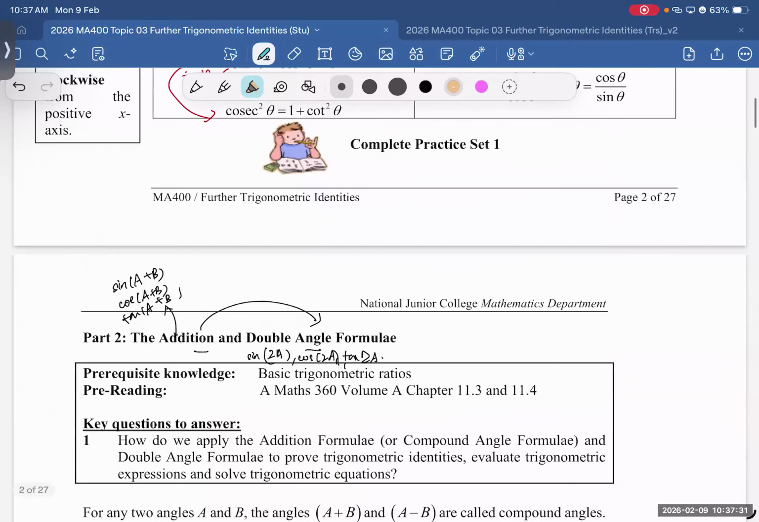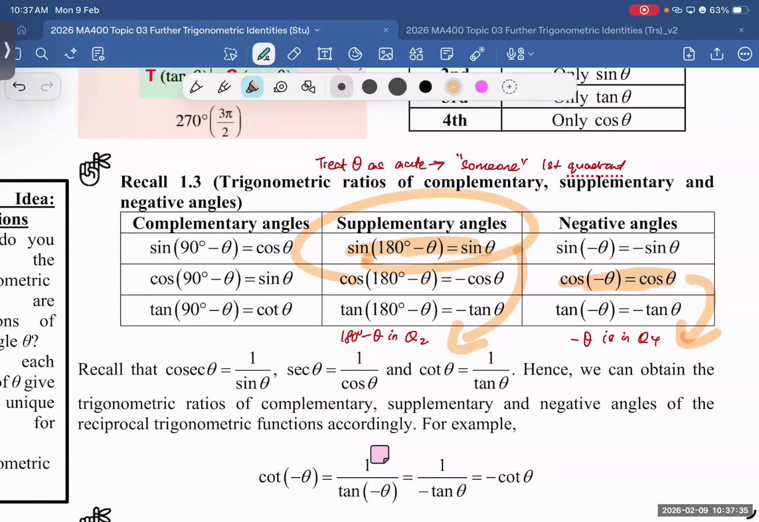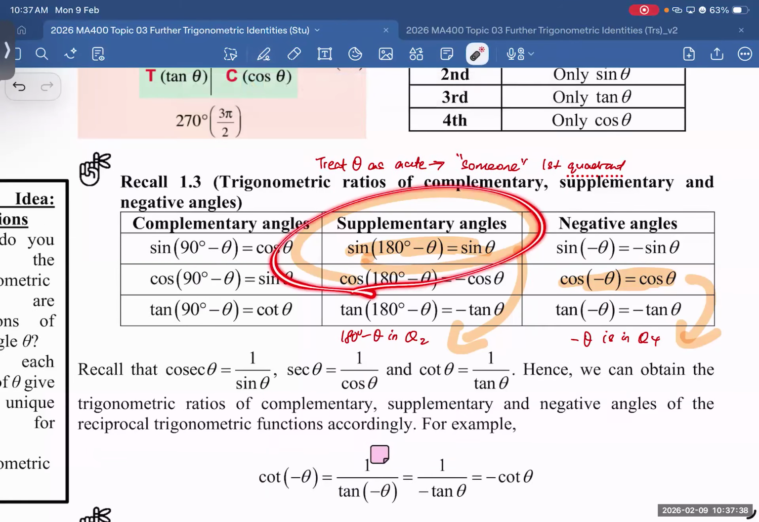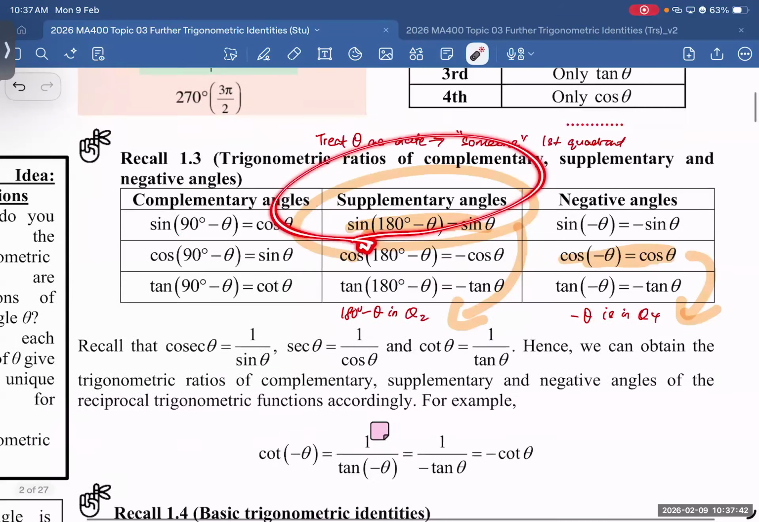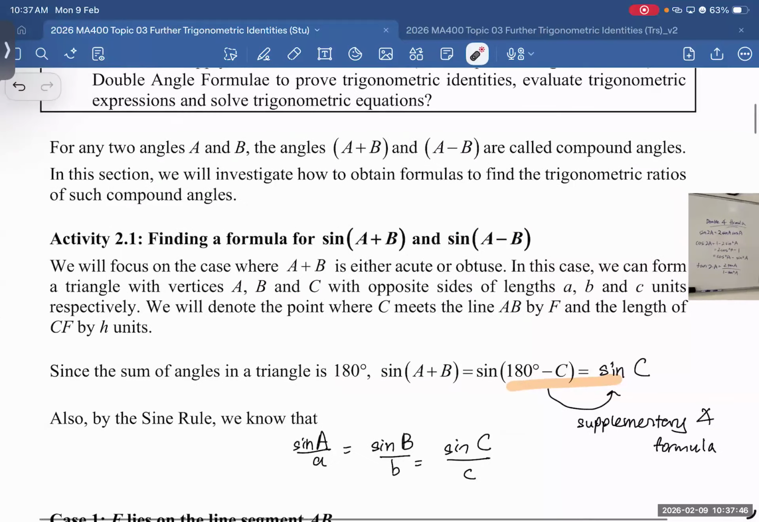Okay, because we are talking about this formula over here, right? 180 minus theta is sine theta. Supplementary angle. Remember that? Now you take this to apply over here. Is it okay? Can I?